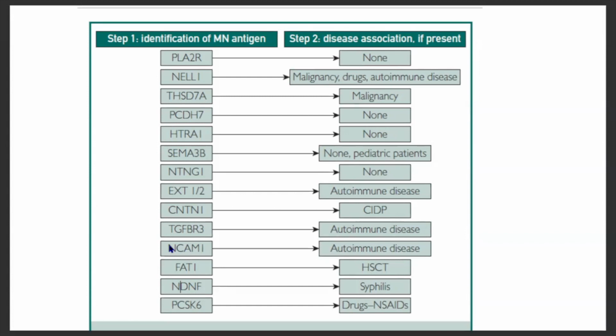So we have CMF4 in 3B for pediatric patients. We have exostosin 1 and 2 for autoimmune diseases. We have contactin 1 for the CIDP-associated membranous GN. The transforming growth factor beta and NCAM1, again, are autoimmune-associated markers. You have NDNF for syphilis. We have FAT1 for hematopoietic stem cell transplantation. And we also have PCSK6 for NSAID.